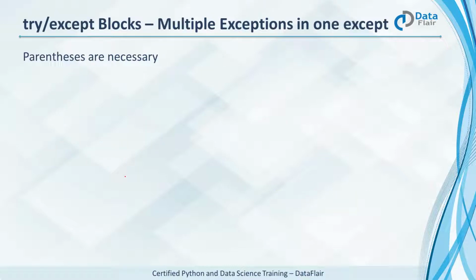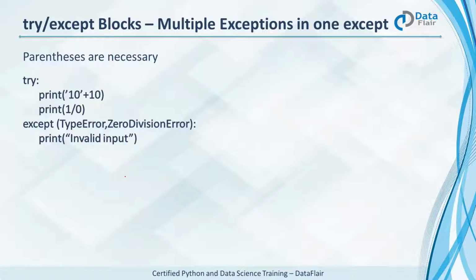We used multiple except blocks, but we can also put multiple exceptions in one except block. This one checks for a type error and also for a zero division error. For both errors, it handles them by printing out the words invalid output.